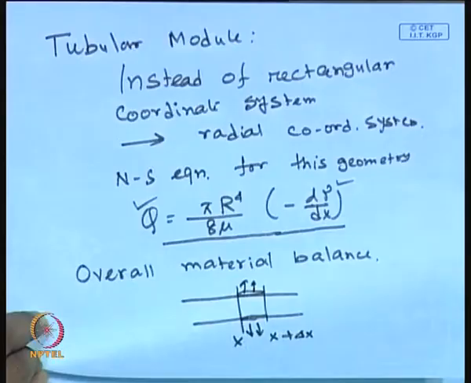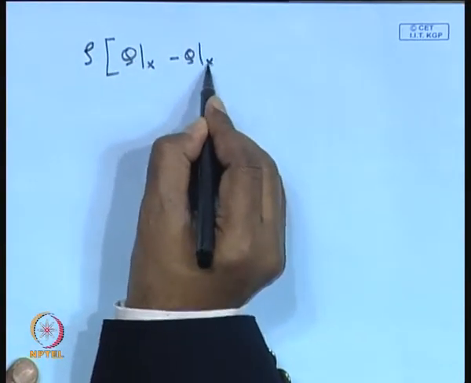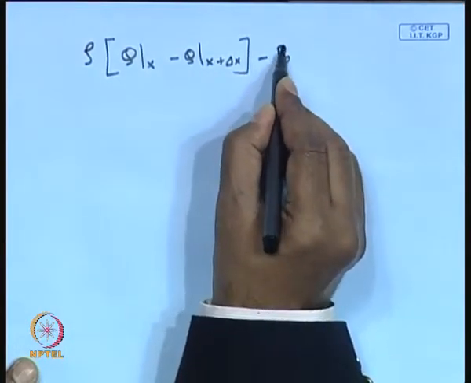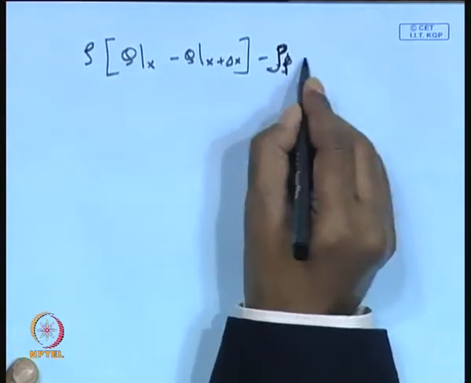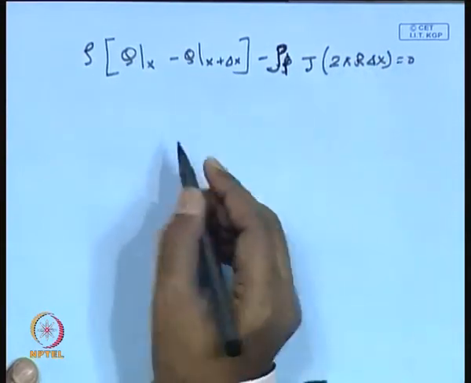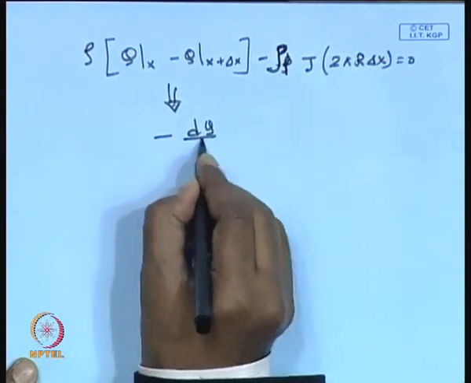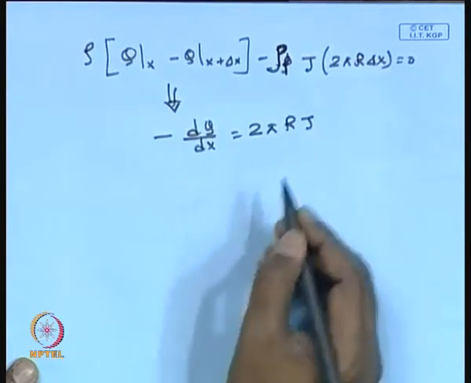So if you write that down, what you will be getting is rho q at x minus q at x plus delta x is nothing but minus rho permeate times j times 2 pi r delta x is equal to 0. Okay, this equation can be simplified to give you dq dx is equal to 2 pi r times j.